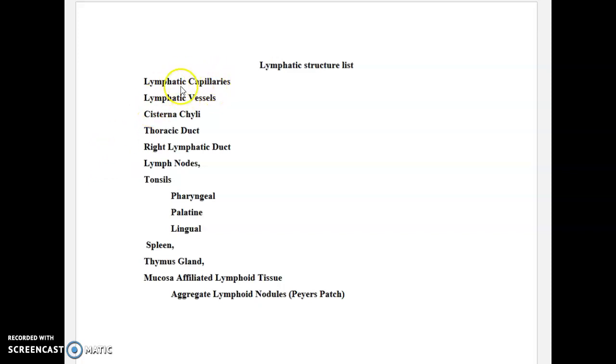Okay, so we know what our lymphatic capillaries, lymphatic vessels, our thoracic duct, our right lymphatic duct, and our cisterna chyli are, what lymph nodes are, and that tonsils are specialized lymph nodes. We have three types: the pharyngeal, which is what you'd call your adenoids, the palatine, which is what we typically think of as our tonsils, and then the lingual, which means tongue, so they're at the base of the tongue. So what we're going to look at now are the last four groups of words here: the spleen, the thymus gland, the mucosa-associated lymphoid tissue, and particularly the Peyer's patches.